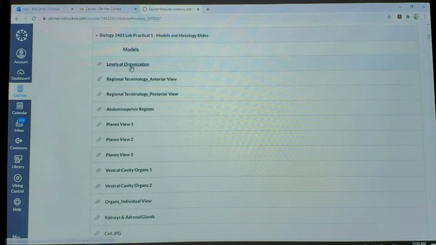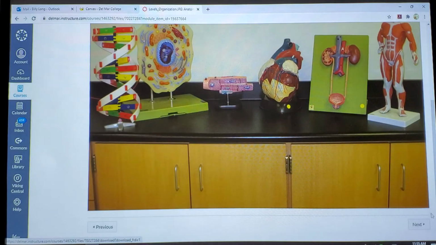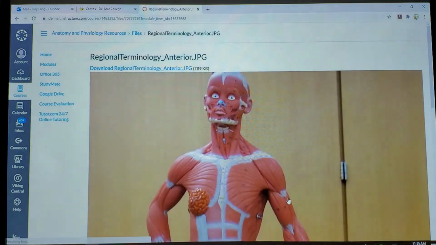And then if you wanna look at the models of the levels of organization, there they are. Molecular, organelles, cell, tissue, organ, organ system, organism. And you can go to the next model if you want. You can download these, print them.